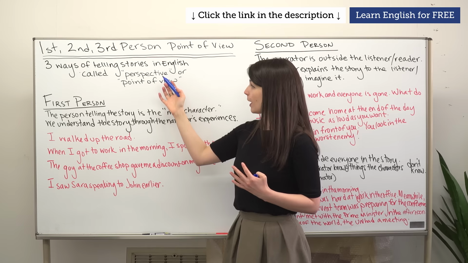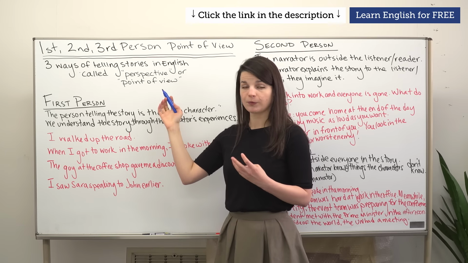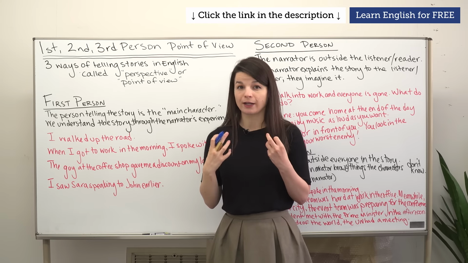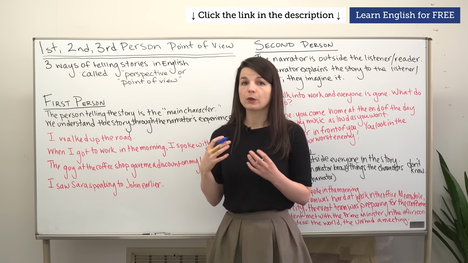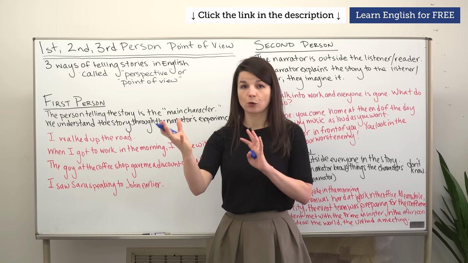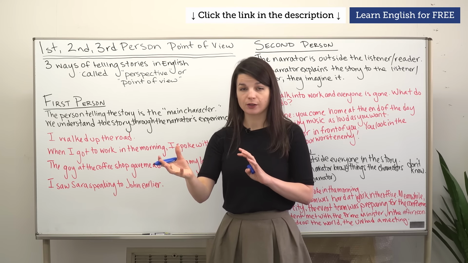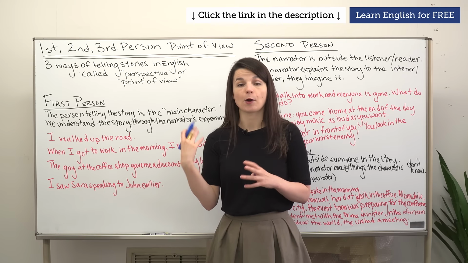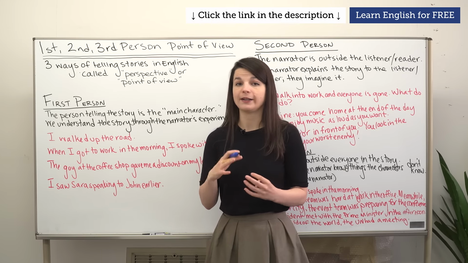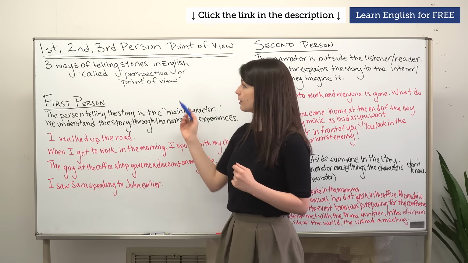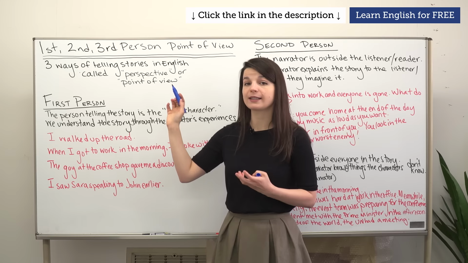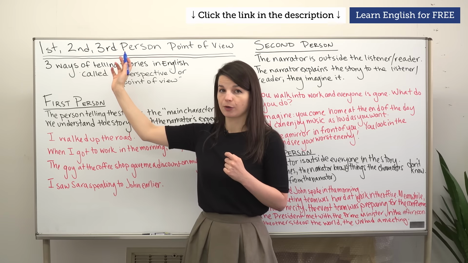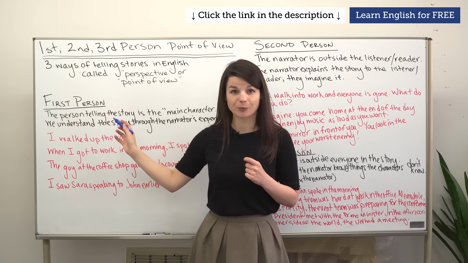We call these perspectives or point of view. So this means that we use these three ways to understand who the narrator in the story is, or we use these to understand how the story should be understood. So I'm going to explain the three ways and a lot of example sentences that I hope can help you understand when and how to use these. So these three perspectives, or these three points of view, are called first person, second person, and third person. So I'm going to start with first person.